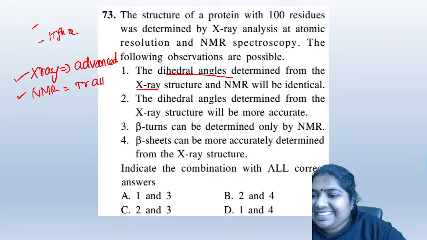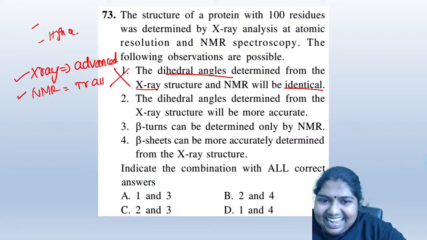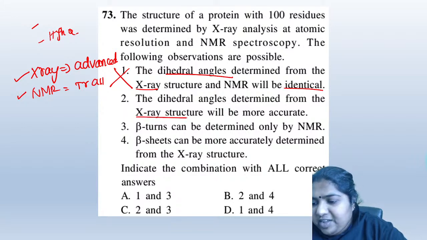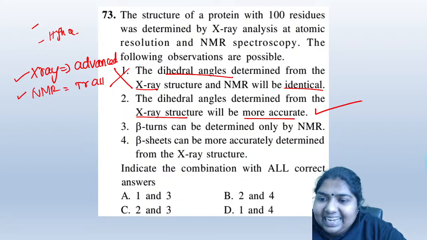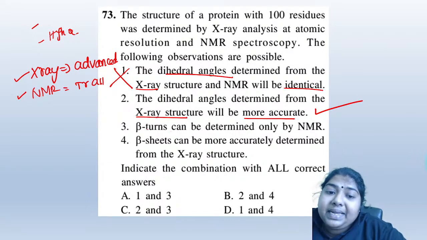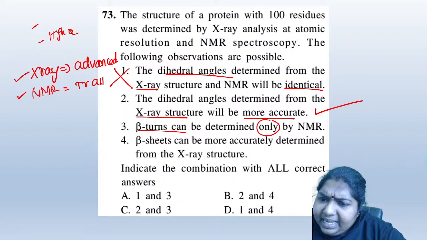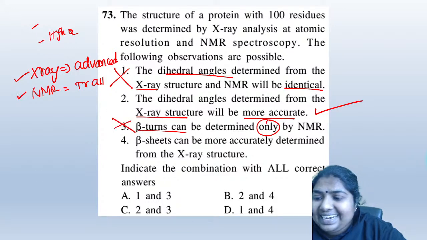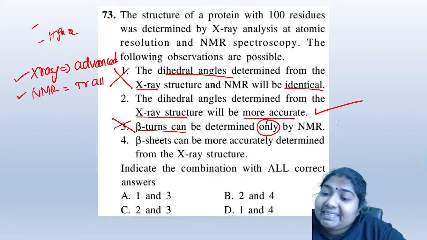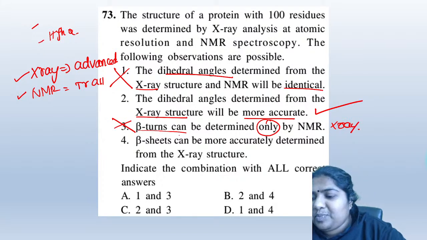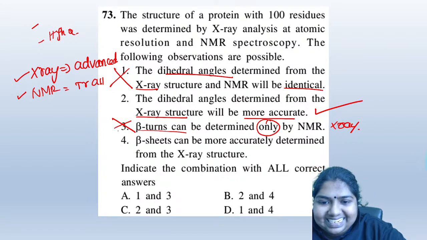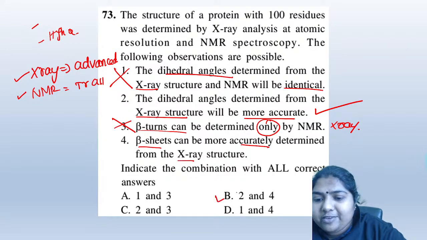So you cannot say that these two are identical. You can never say that. The dihedral angles from X-ray are very, very accurate. Exactly correct. X-ray is very accurate. Beta turns can be determined only by NMR. Can you say that it is only NMR? No, I told you that X-ray is far better. So it cannot be only by NMR, eliminated. Beta sheets, accurately it is by X-ray. Correct. So 2 and 4, answer B is going to be correct for this question.